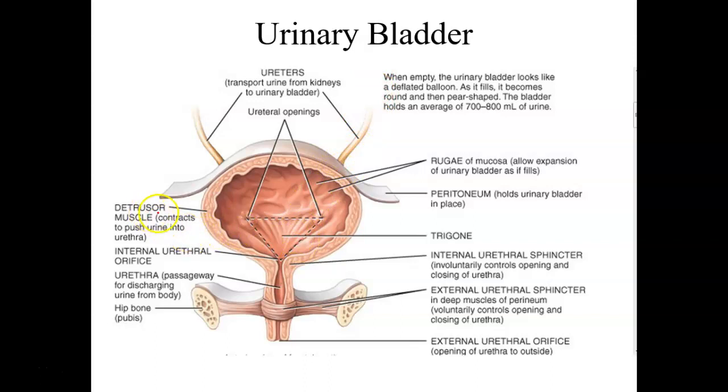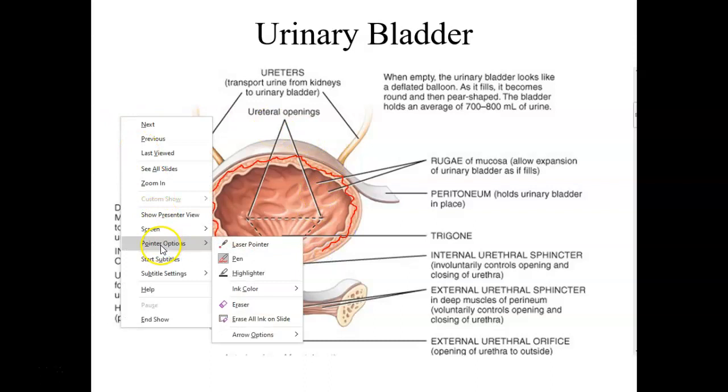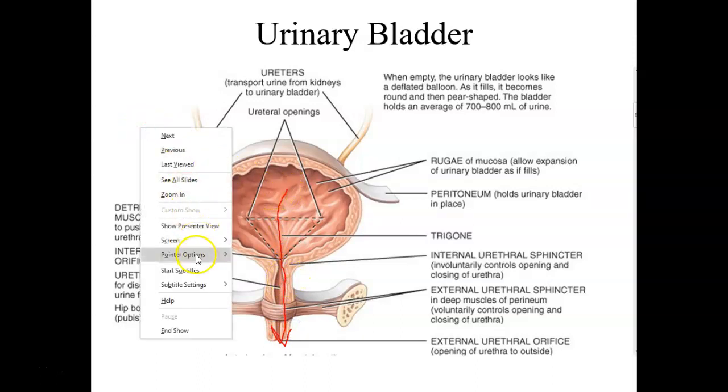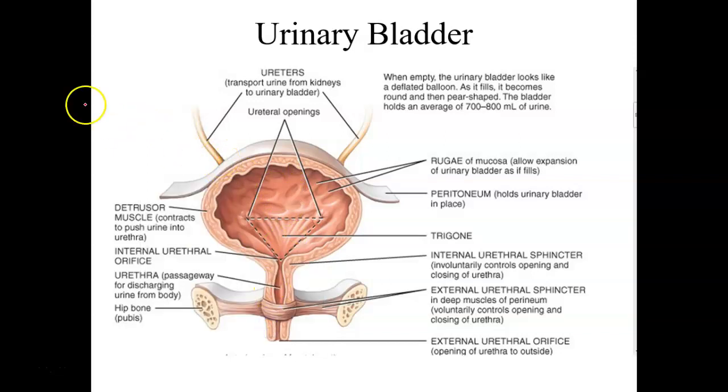Now, the wall of the bladder is called the detrusor muscle. All of this here, that's the detrusor muscle. So when your bladder empties, when you're actually urinating, it's the detrusor muscle which is contracting. As it contracts, it pushes the urine through the opening, which is the entrance into the urethra.